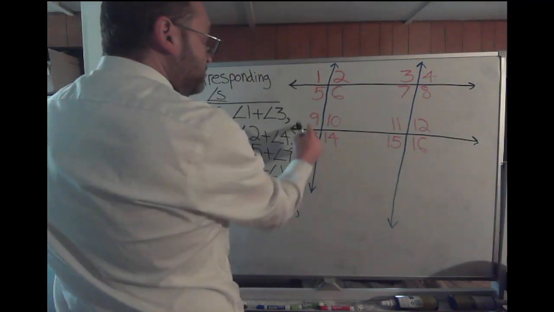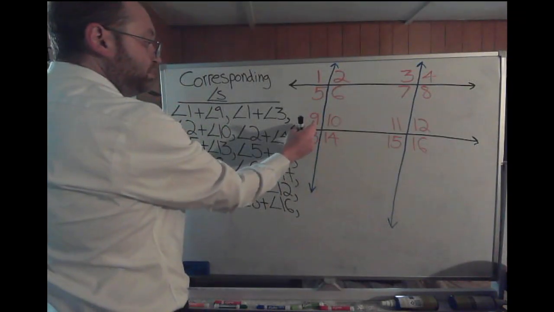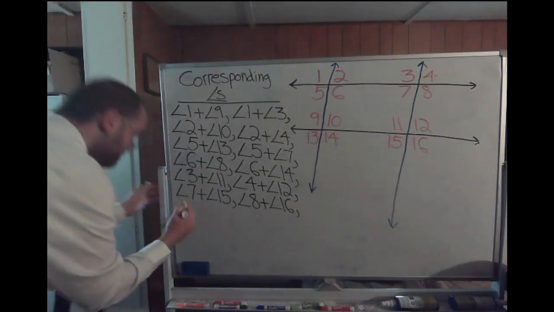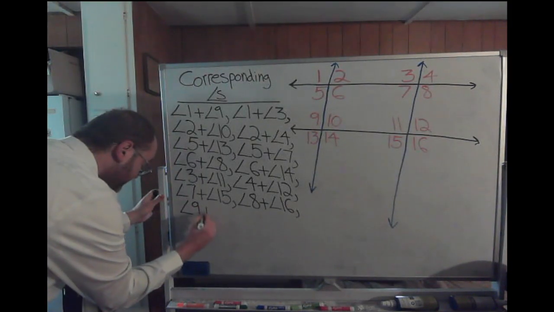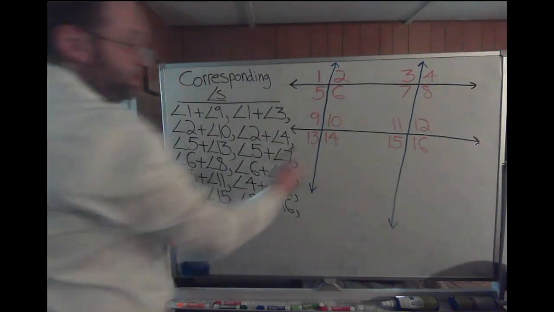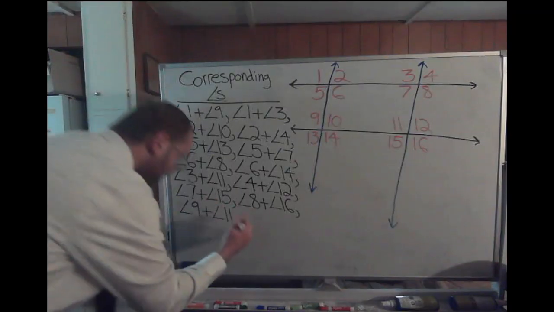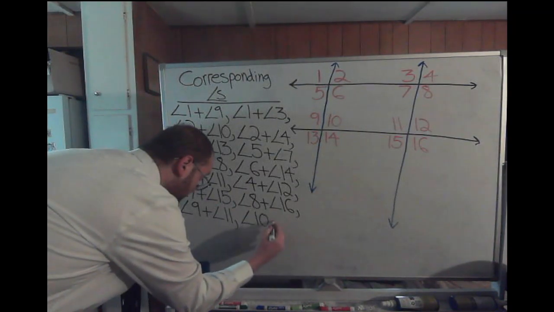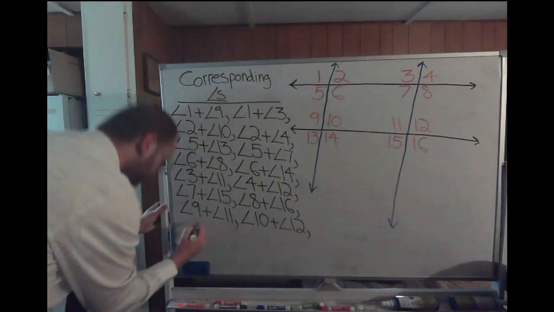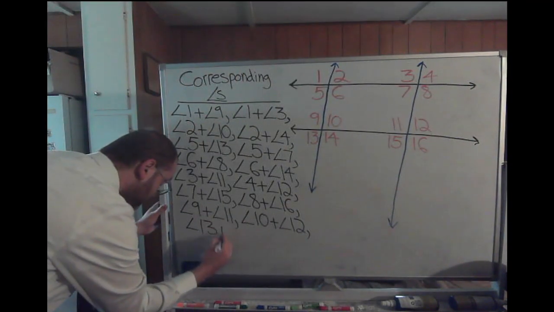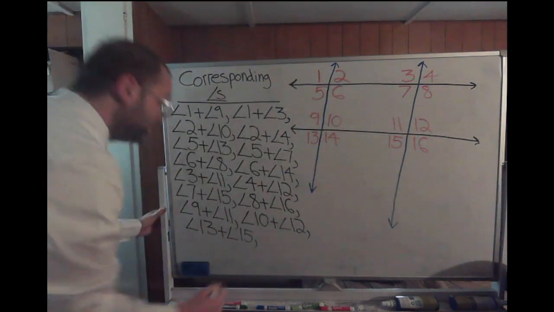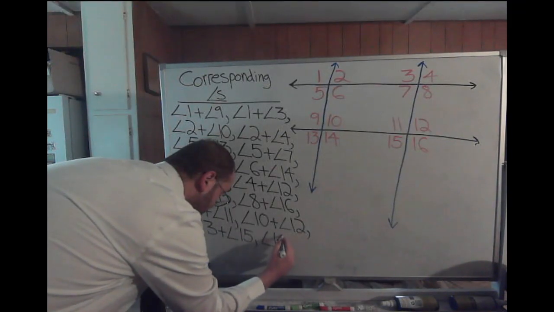Now we have angle 9 is in the top left of this intersection. Angle 11's in the top left of that intersection. They're in similar spots, so angles 9 and 11 could be corresponding angles. You could argue those are corresponding angles. Then you guessed it, 10 and 12, those are corresponding angles. Then 13 and 15, those are corresponding angles. And then, yep, you guessed it, angles 14 and 16, those are also corresponding angles.